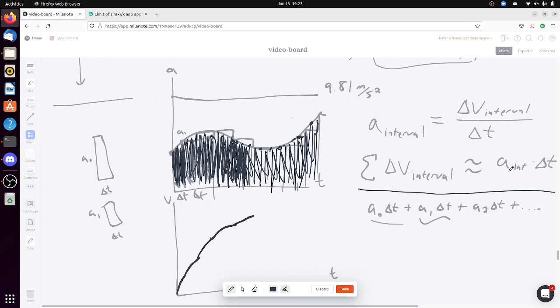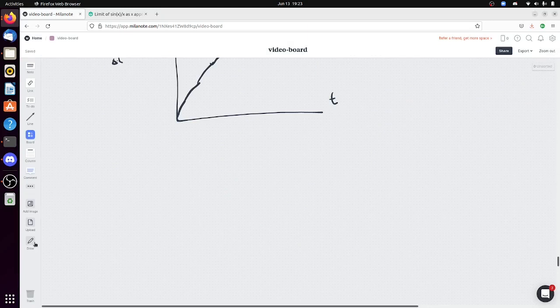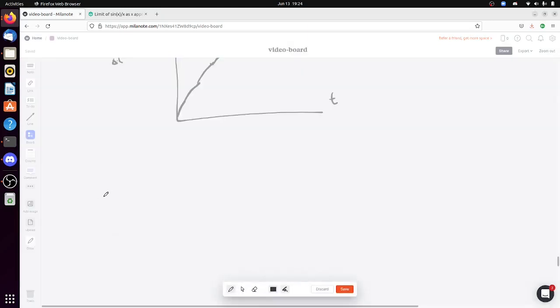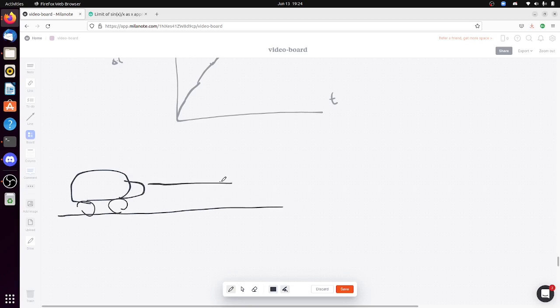Basically, you're taking very small steps, taking a sample of the acceleration at that point, and then multiplying it by the width of the partition. One way to think about it is, let's say you're in your car, and your car is going smoothly. So we have your car, and there's the road. You're smoothly stepping on the gas to accelerate. So let's say your acceleration actually looks like this.